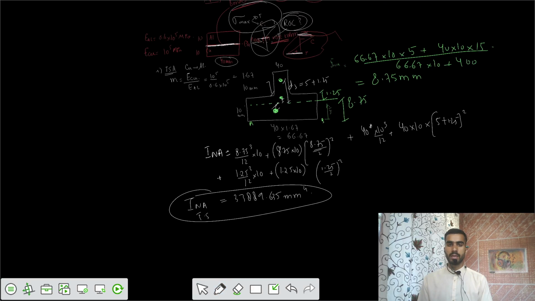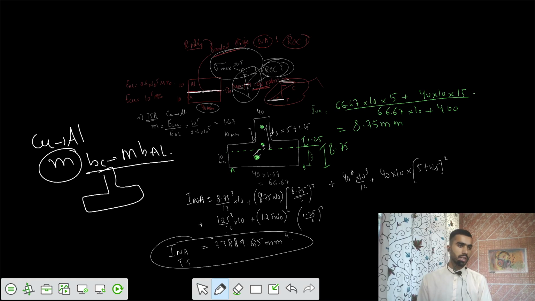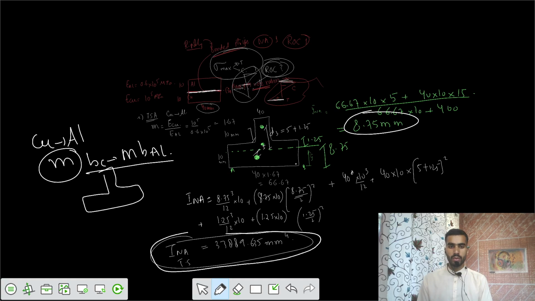So you went through three steps. Firstly, you converted copper to aluminum and applied the modification factor to the width, so b copper changes to m times b aluminum. Now you got this equivalent section. You applied the bending moment, found the location of the neutral axis, and then calculated the value of I_NA, which you also got.